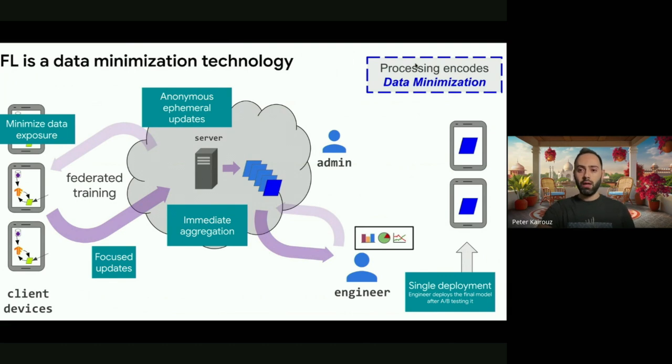And in particular, I do want to emphasize that when it comes to data minimization, you should view FL as a strict data minimization technology. As you can see on this slide, FL encodes minimized data exposure because it doesn't move the raw data to the server. It only sends focused updates. And in fact, those updates are made anonymous and ephemeral with respect to the server. They're not logged, they're not stored, they don't persist endlessly in some logs, they're immediately aggregated, and we only deploy just the final model, not the intermediate checkpoints at deployment time. So all these things are encoding data minimization.